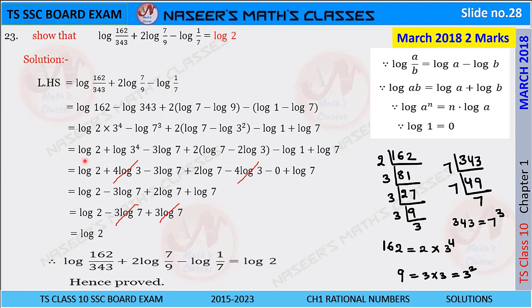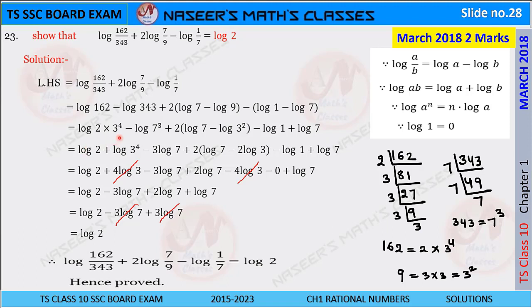Then we can write it as log 2 into 3 power 4 minus log 7 cube plus 2 times of log 7 minus log 3 square. Here 9 is written as 3 square. And after removing the bracket we can write minus log 1 plus log 7.